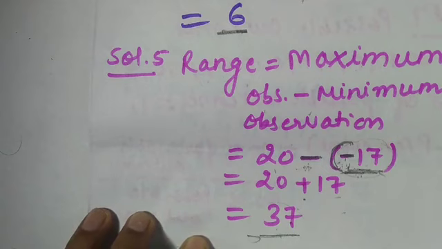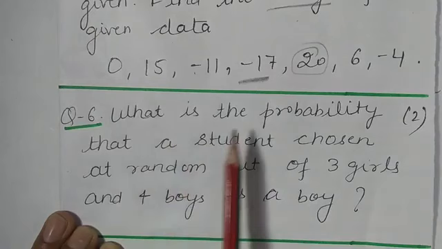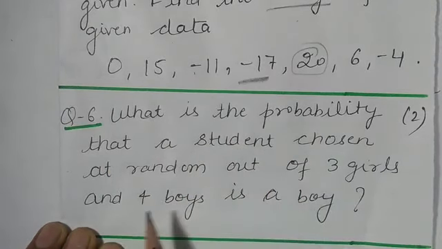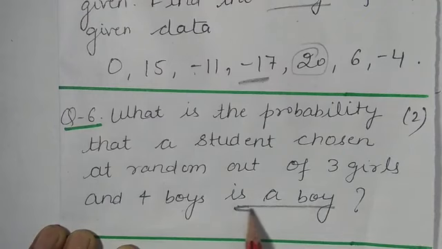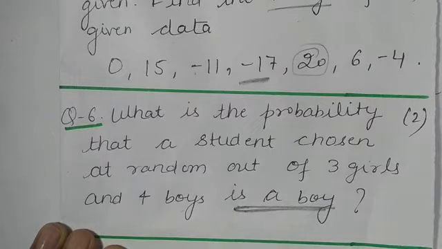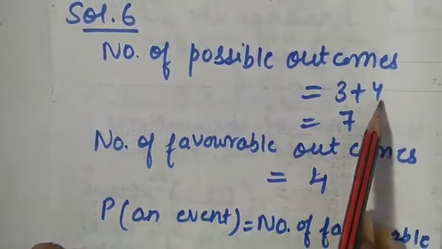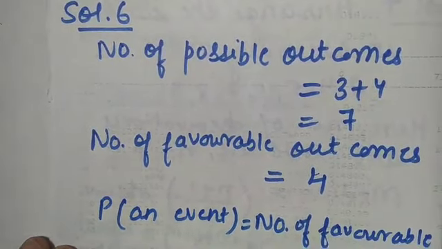Now come to question number 6. What is the probability that a student chosen at random out of 3 girls and 4 boys is a boy? We have to find the probability that the chosen student is a boy. So how to solve this? We are given 3 girls and 4 boys and we have to choose one. We have to choose one boy.